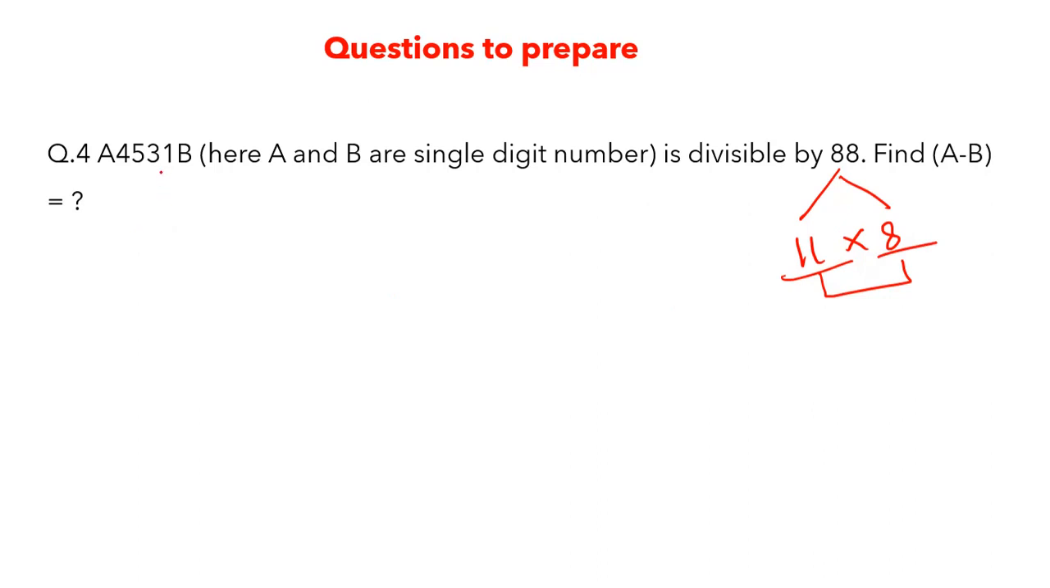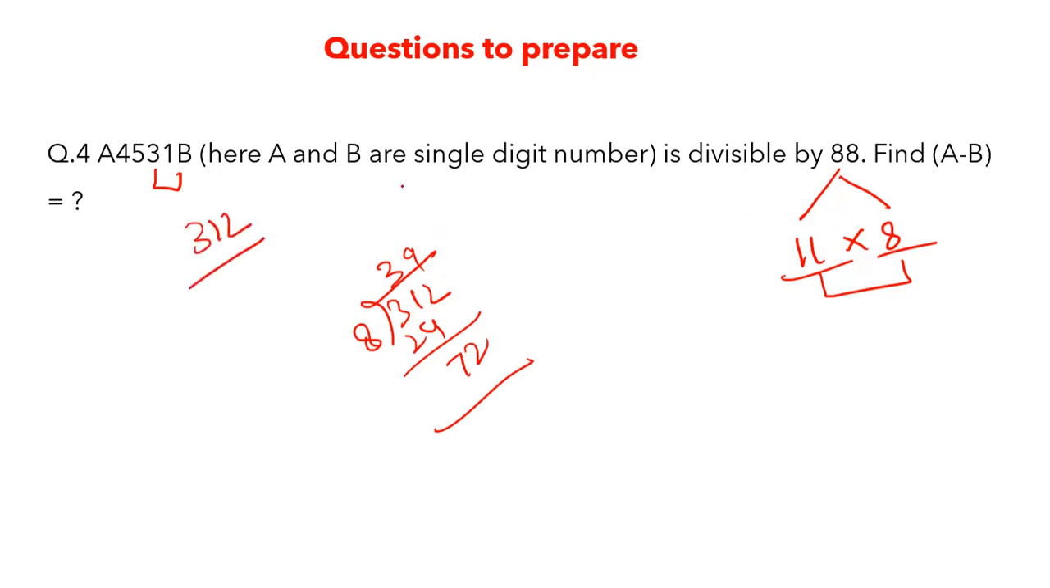So what is the divisibility rule of 8? The last 3 digits should be divisible by 8, right? So let's see what value we can put here in place of B. Can we put 1? 311 is not divisible by 8. Can we put 2? 312. Let us see if this is possible. 312 divided by 8: 8 times 3 is 24, 72, 9, yes. So we can have 312 here, right? 312 is possible. Can we have 313? No. 314? No. 315? No. 316? No. So the only possible value for B is 2.